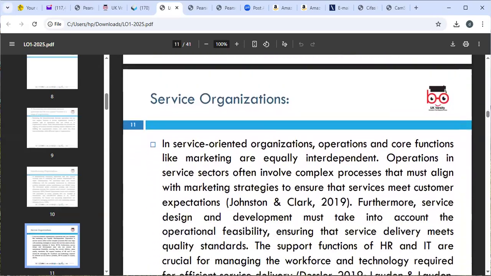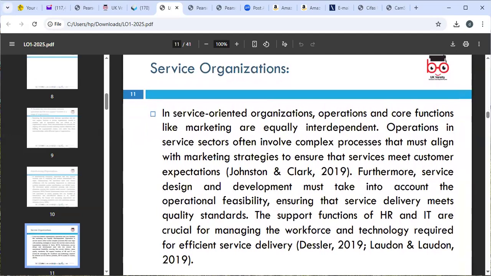And then we can look into the service organizations. In service-oriented organizations, operations and core functions like marketing are equally interdependent. Okay, operations in service sectors often involve complex processes that must align with marketing strategies to ensure that services meet customer expectations. Johnston and Clark 2019. Okay.